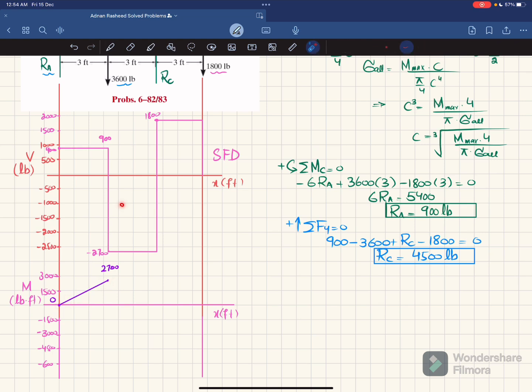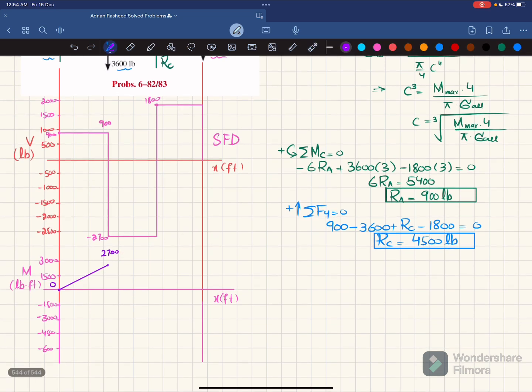The second area is this area, and this area is equal to minus 2700 multiplied by 3 feet, and that will be equal to minus 8,100. So plus 2700 minus 8,100 will be equal to minus 5,400 at this point. So we'll locate minus 5,400. For example, if this is the point, minus 5,400.